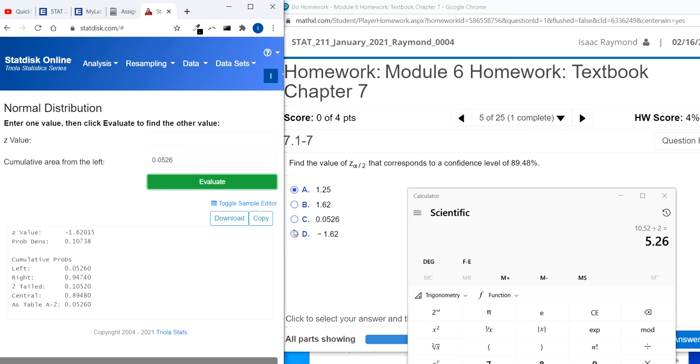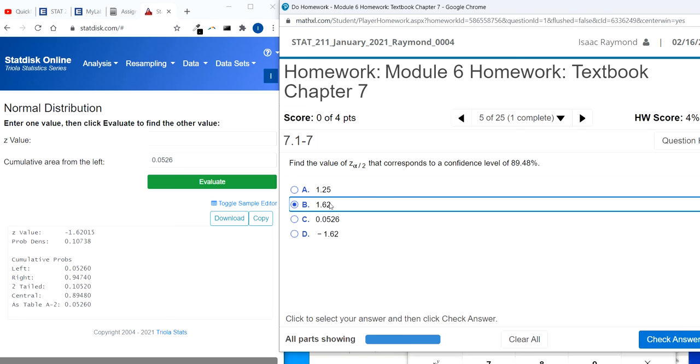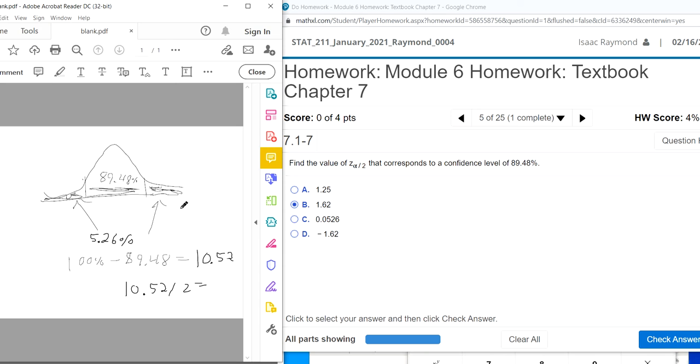Yeah, so there it is. There's the positive z value. Look, we're going to use the positive z value because this cutoff is negative 1.62, and this cutoff up here is positive 1.62. Actually, really, let me think about that. It really shouldn't matter because a confidence interval is plus or minus.